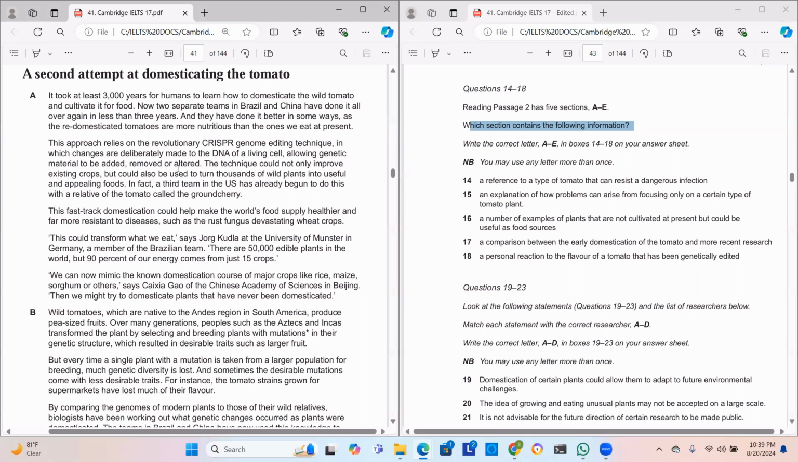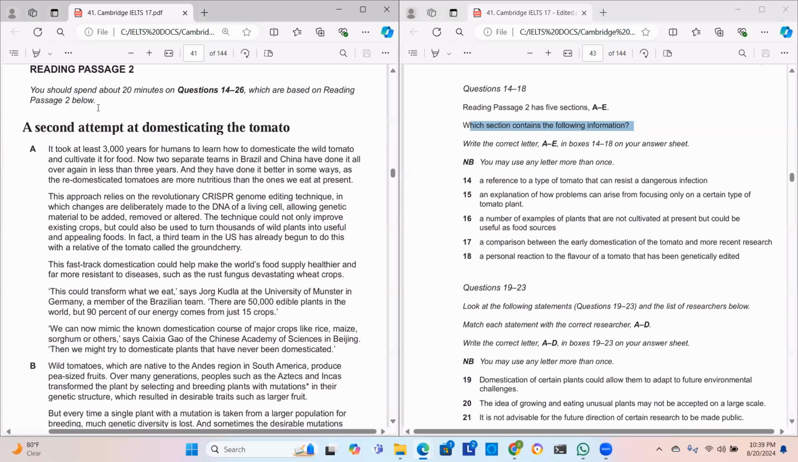Okay, let's start reading paragraph A, okay? It took at least 3,000 years for humans to learn how to domesticate the wild tomato and cultivate it for food. Now, 2 separate teams in Brazil and China have done it all over again in less than 3 years. And they have done it better in some ways, as the re-domesticated tomatoes are more nutritious than the ones we eat at present. Okay, right. So he says the re-domesticated tomatoes are more nutritious than the ones we eat at present.